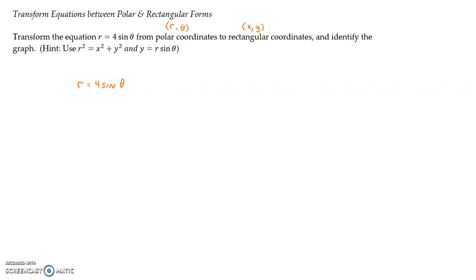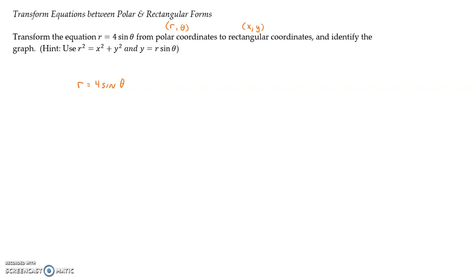Okay, and we have a hint on this one. We have a couple formulas that we can use to help us along the way. I have an equation that says r squared equals x squared plus y squared. That's the equivalent of my Pythagorean theorem. And I also have the equation y equals r sine theta. Well, the problem I'm running into in this question is that I don't see an r squared.